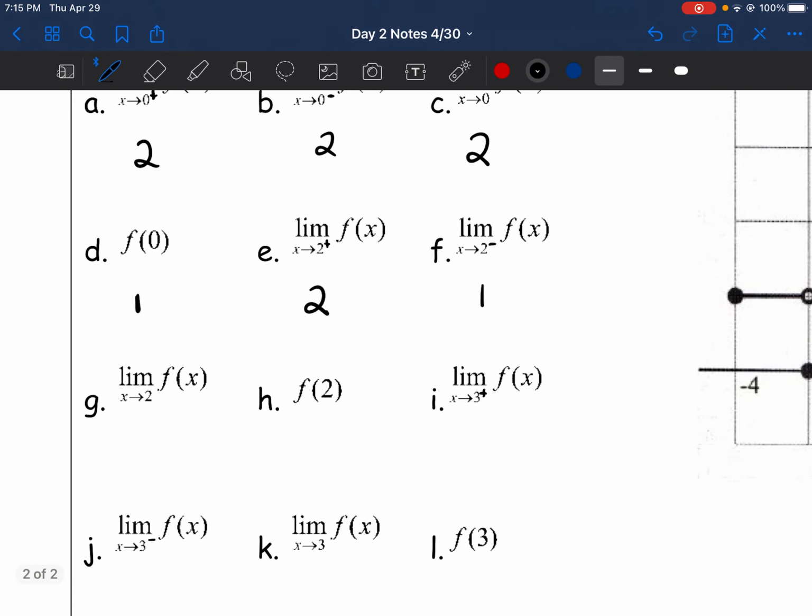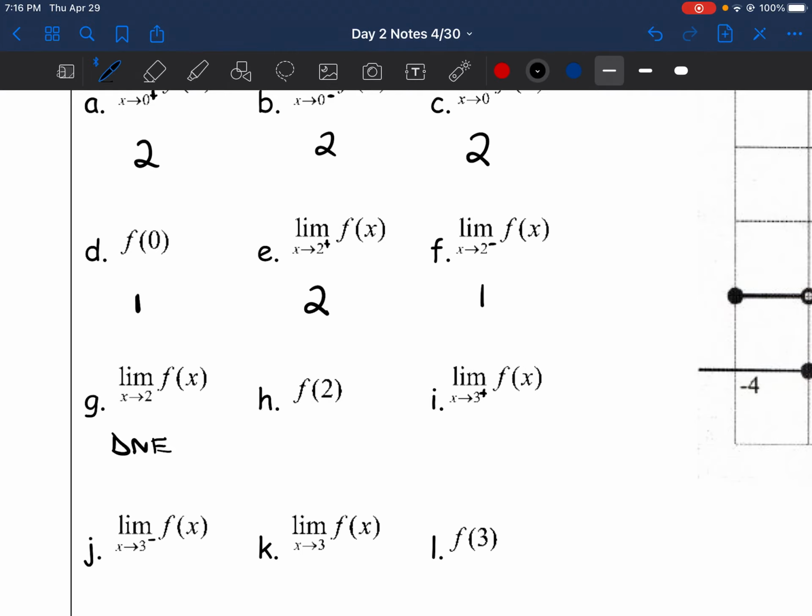So what do we think? Do we think this limit exists? Well, we have to remember that in order for a limit to exist, the right-sided limit and the left-sided limit have to converge to the same value. Here, the right-sided limit is equal to 2. The left-sided limit is equal to 1. Those are two different values. They are not converging to the same value. So the limit as x approaches 2 of f of x does not exist.